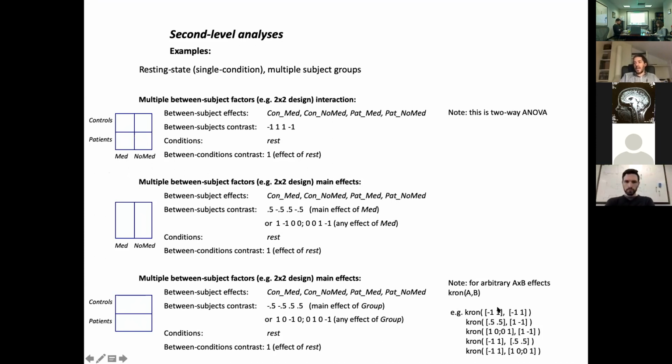vector. And let's say that I care about the difference between the patient medicated and non-medicated, but I look at the average effect between the controls and patients. That's basically specifying that I care about the average across the two levels of this factor, and in this other factor, I care about the difference between those two levels. So the Kronecker product of this vector and this vector gives you this vector, and the opposite for this other one. This Kronecker product gives you this vector here.